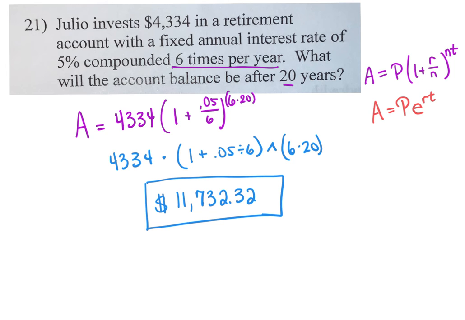So when you do this, you have to pay attention to which one you've been given, number of times per year, or continuous. Once you figure out which one you use, you're going to plug it in and then put it into your calculator accordingly.